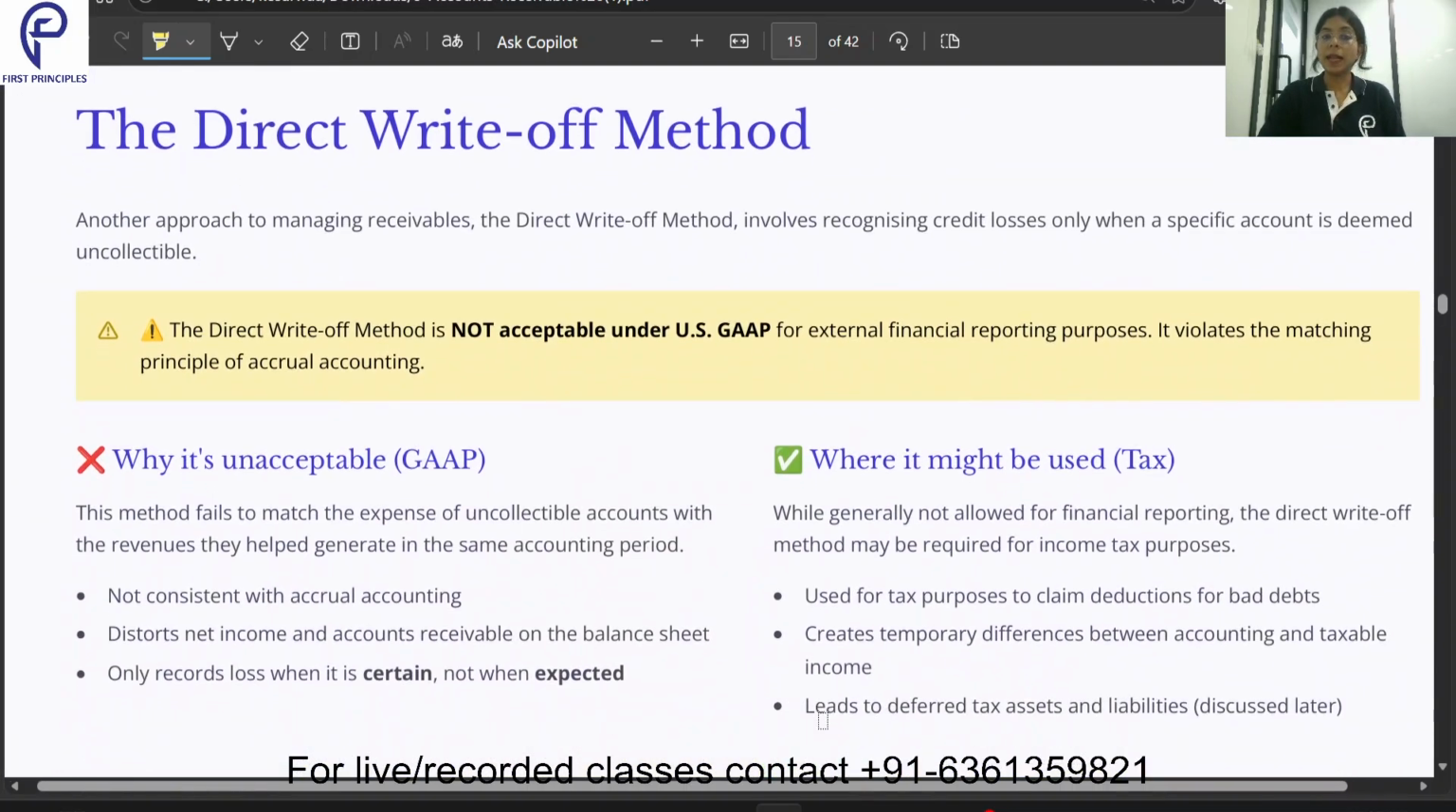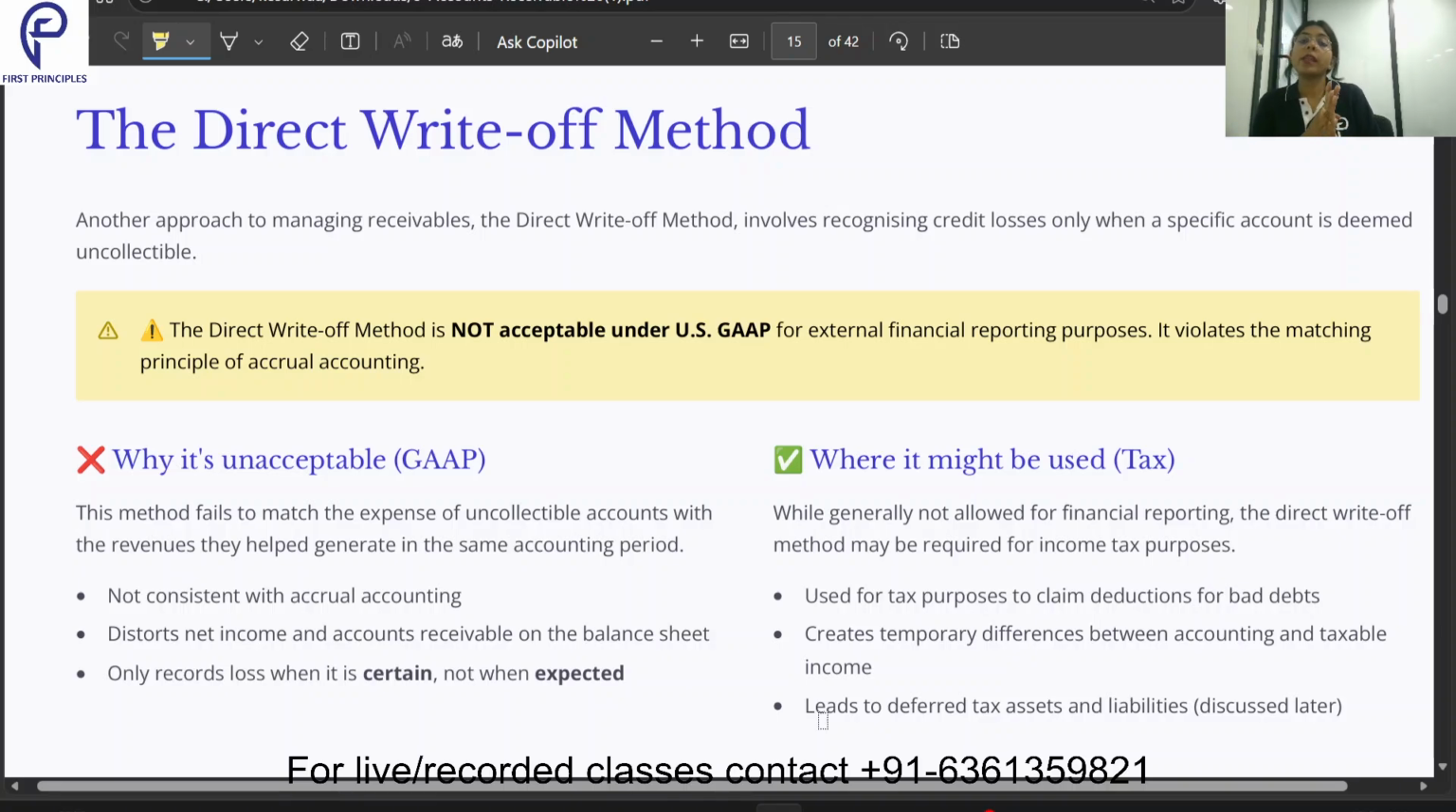Then comes the direct write-off method. As the name says, direct write-off, that means we directly write off the accounts receivable. This particular approach is not acceptable under the US GAAP. Why? Because this is not as per the matching principle concept.